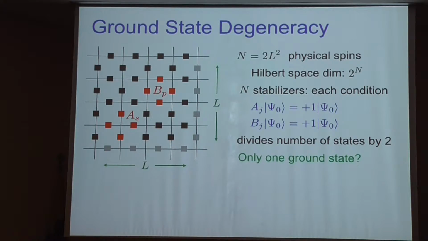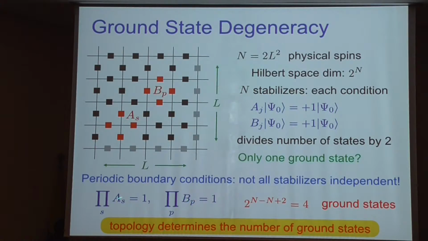And you might think, okay, so if I have 2 to the n physical states, and each condition reduces it by a factor of 2, do I only have one ground state? No, that's not the case, because not all these stabilizers are actually independent. If you do the product over all stars, this is an identity, and the product over all brackets is an identity. So the actual number of ground states is 4 here on this torus with periodic boundary conditions in both directions. And this nicely shows that the number of ground states actually depends on the topology. So it's only determined by the boundary conditions.